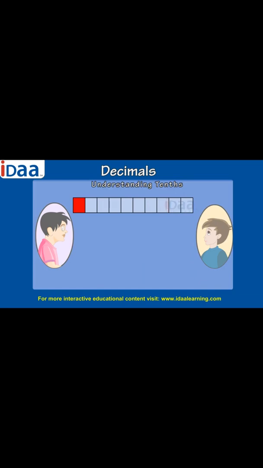Here is one strip. It is also divided into 10 equal parts. One part of it is colored red. This colored part also represents 1/10. We write 1/10 also as 0.1. If we take out its two parts, what would these represent? 2/10. We write 2/10 also as 0.2.